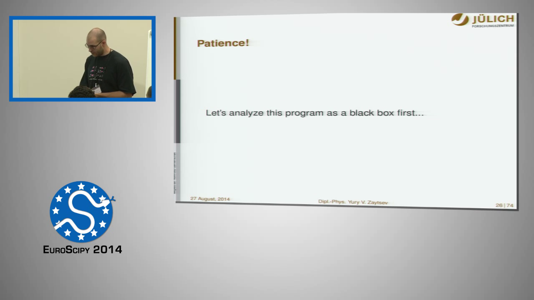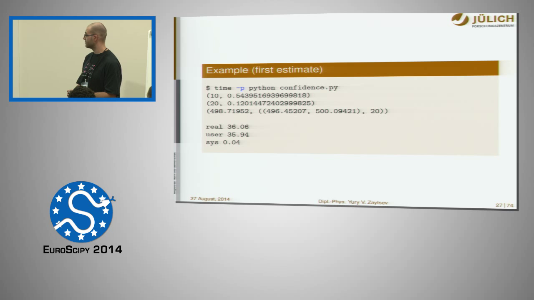So the code comes in a minute, as I said. But first, let's try to see if we can analyze this program as a black box. To do that, I would use the time function that I mentioned earlier from POSIX and this -p flag.